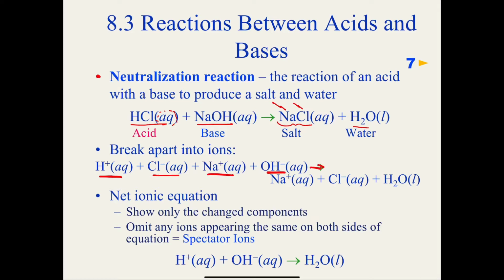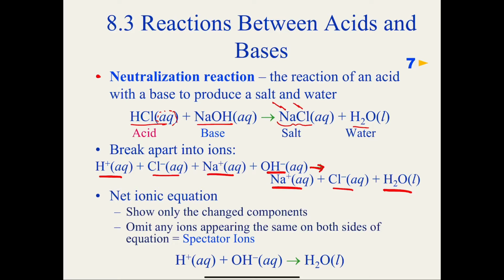Now, if we look at the products, water is a molecular compound, so it's not going to ionize. So we're just going to write water, still in the liquid phase. It doesn't break apart into ions. But sodium chloride, a salt, of course that's going to break apart into its ions. So we have the sodium cation and the chloride ion. We can call this equation an ionic equation because everything that can be broken apart into its ions has been broken apart into its ions.